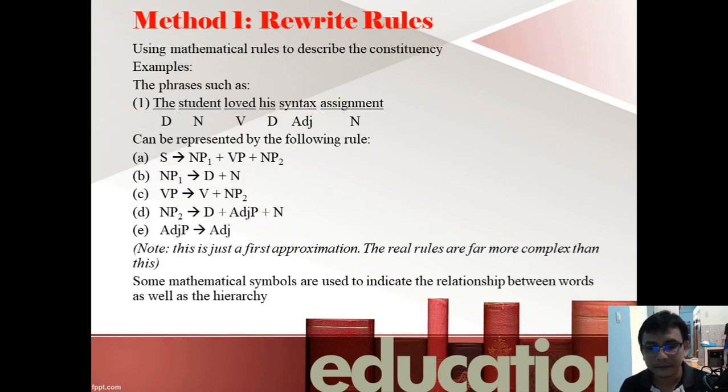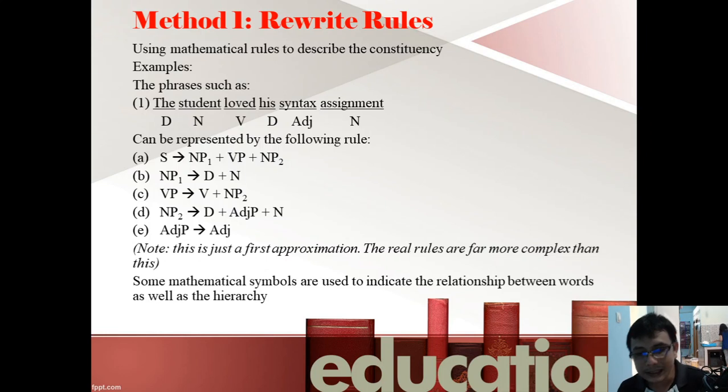Let's discuss the first method, rewrite rules. Rewrite rules is the method in which mathematical rules are used to represent constituency. For example, we return to this sentence: the student loves his syntax assignment. If we label each of the words here, we come up with: the is a determiner, student is a noun, loves is a verb, his is another determiner, syntax is an adjective, and assignment is a noun.